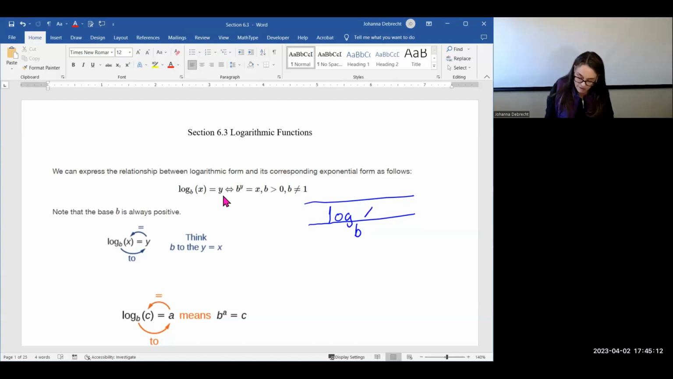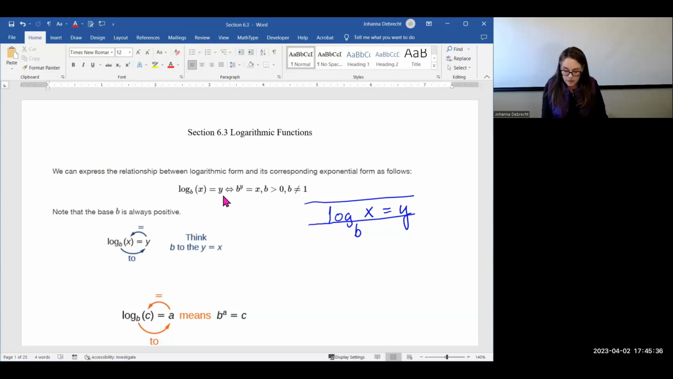Base b of x equals y. So it looks like that if you're writing on lined paper. I don't think you should ever do math on lined paper. It creates so many careless mistakes because you're trying to fit it within a line. Just switch to blank computer paper. Definitely better. But this is the format for writing it down.